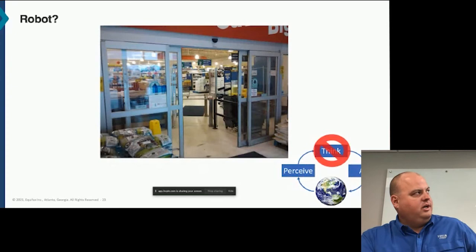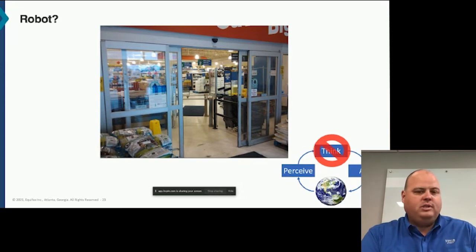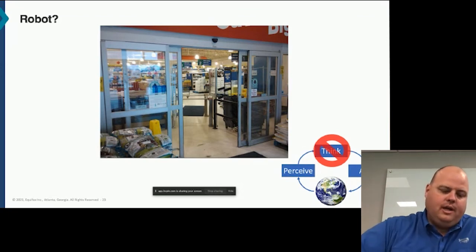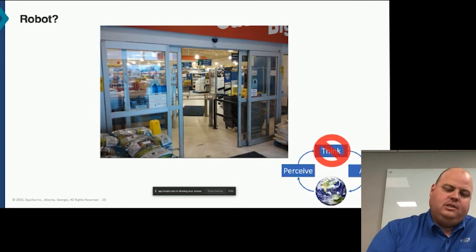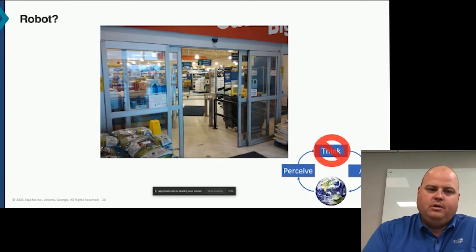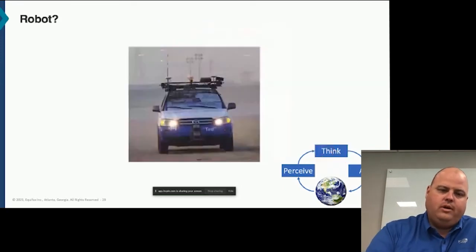Sometimes people ask, well, does like a self-opening door, is that a robot? Because it definitely has a lot of components of a robot. It does have perception. It does have action. Again, we don't consider this a robot because it's just a stimulus response. There's no real complexity to what's going on.